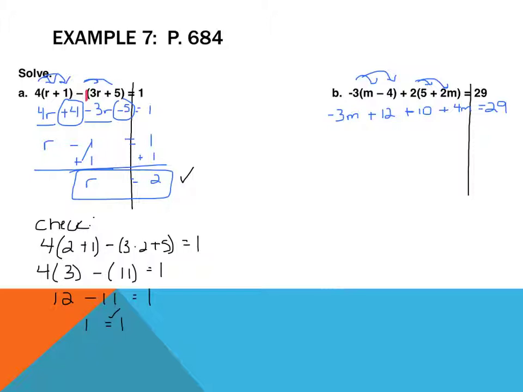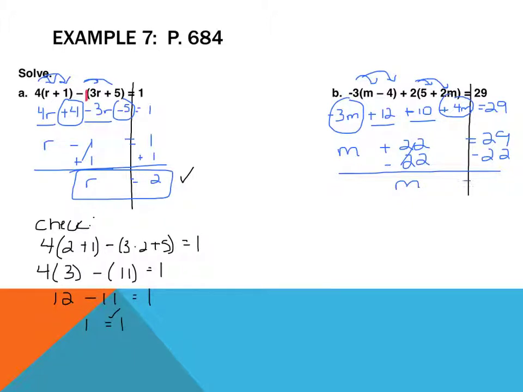Okay, so we need to continue simplifying so we can combine like terms. Negative 3m plus 4m. Negative 3 and positive 4 is 1m. 12 plus 10 is 22. And my last step is to get m by itself. So if I have m plus 22, I can subtract 22 from both sides. So I get m equals 7. And like always, we'll check our solution.